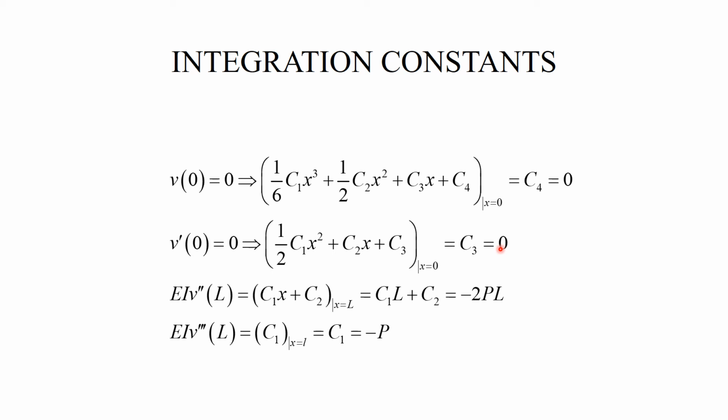Now I go to the other end, to the tip of the beam, and here I evaluate EI v double prime at x equal to L, which is C1L plus C2, and this must be equal to minus 2PL. And finally, the fourth boundary condition, or the second boundary condition at x equal to L, gives me that C1 is equal to minus P.